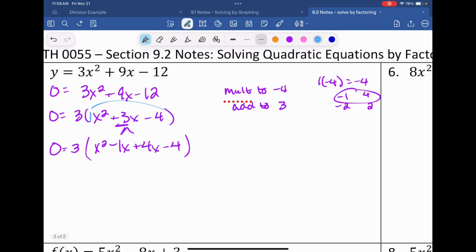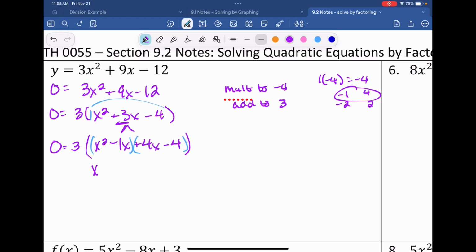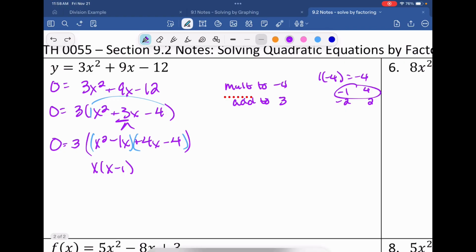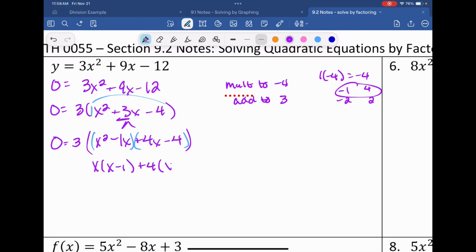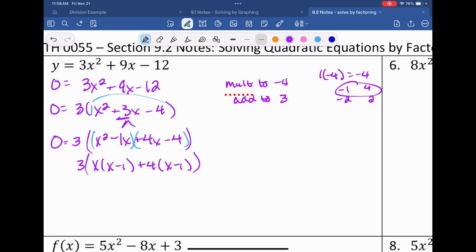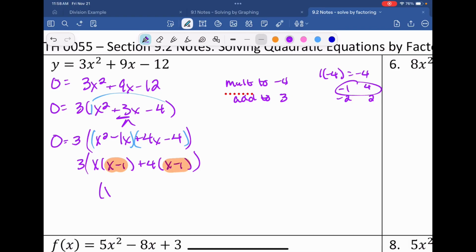Group. GCF for the first group. GCF for the second group. Also leading up to plus, so I'm going to bring down a plus. Common binomial. Whatever. And your GCF.